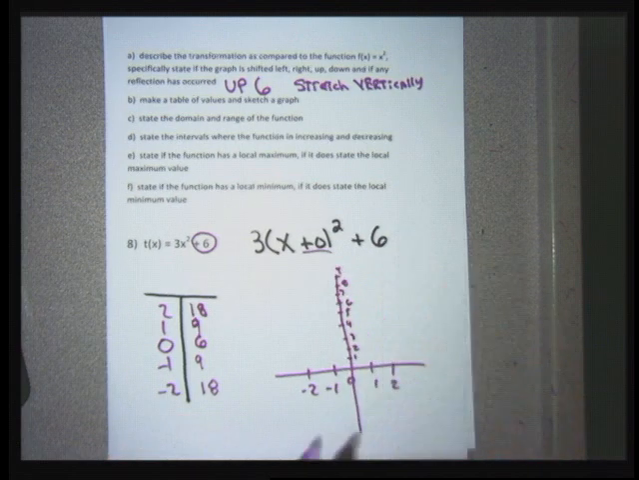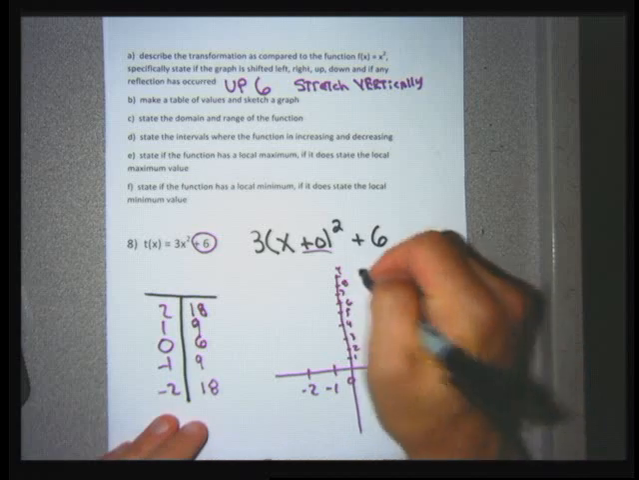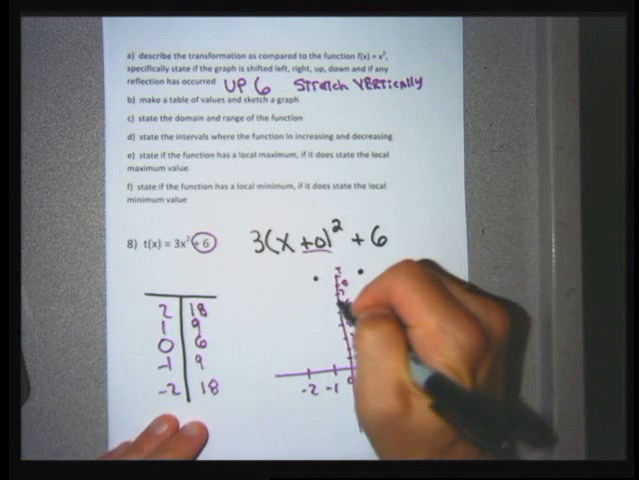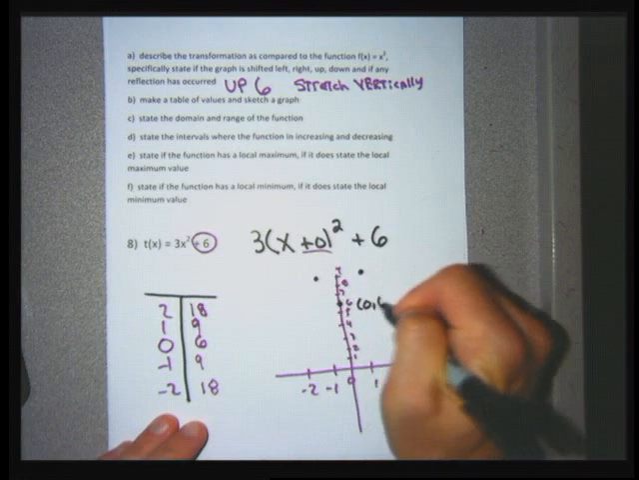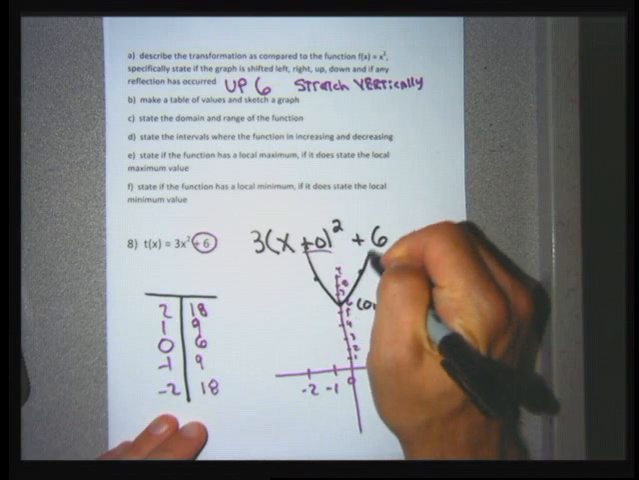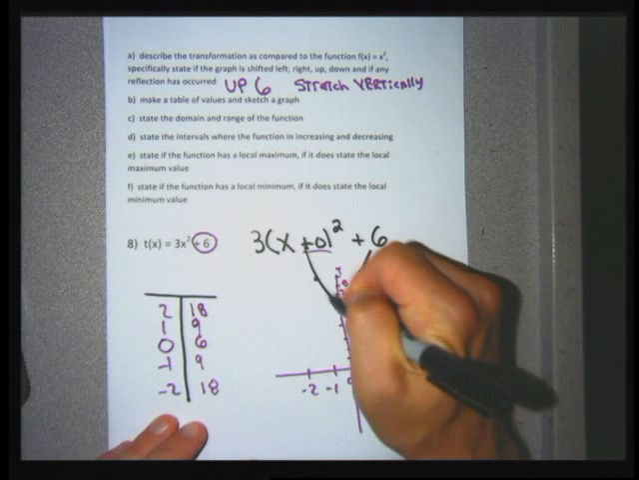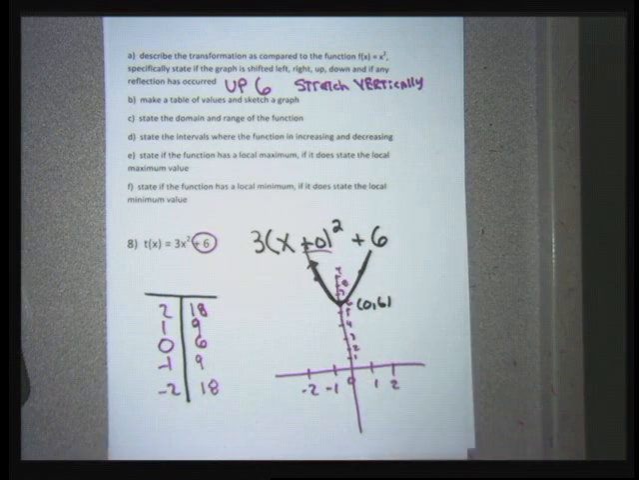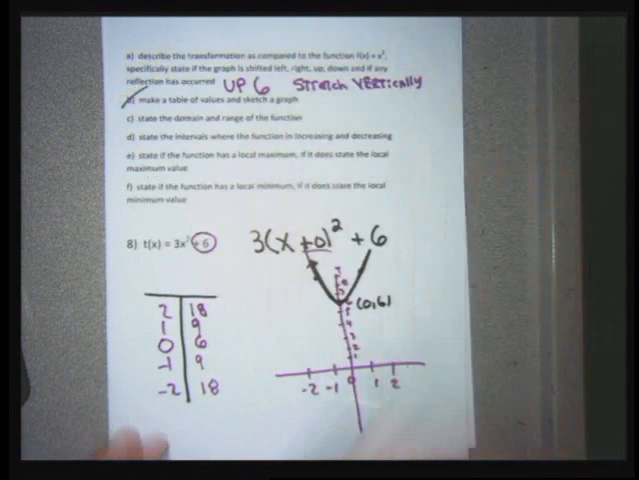So I'm plotting the point 1, 9, negative 1, 9, not fitting the 18s on there, and 0, 6. Not labeling the points maybe as nicely as I should, but that's okay. So again, that's my graph. It should be definitely more of a U than a V. There's a reasonable picture. So now I've made a table of values.